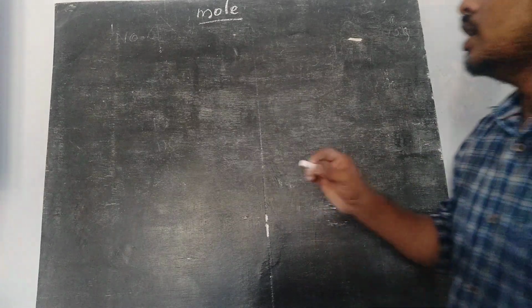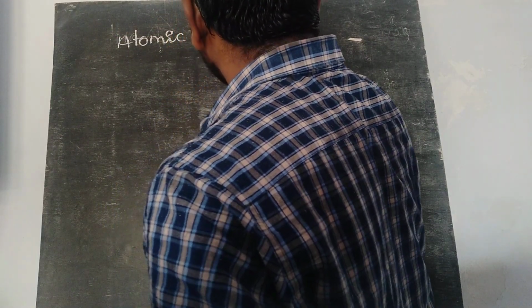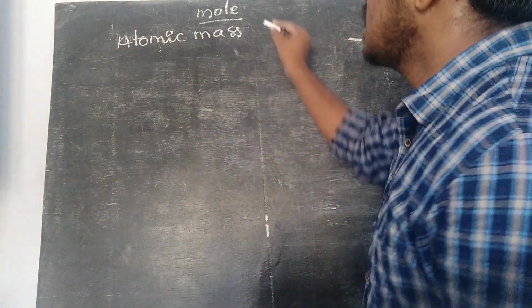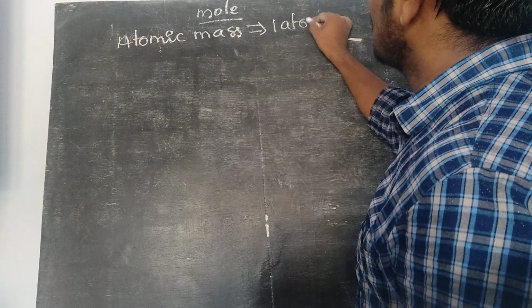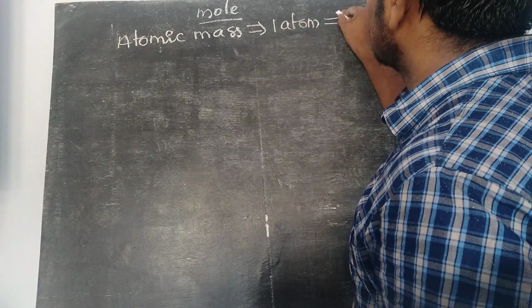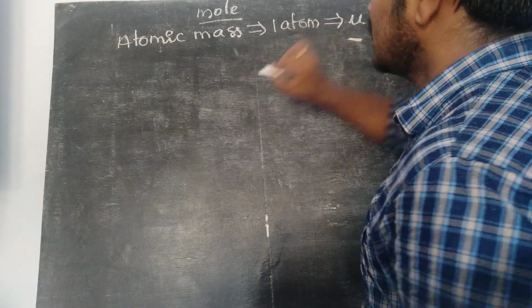Mole is the number 6.023 into 10 to the power of 23, useful to calculate the mass of particles, atoms. In the mole, you can see three different types of terms. So the first one is called atomic mass. What is meant by atomic mass? It is the mass of one atom, and the symbol is called u.